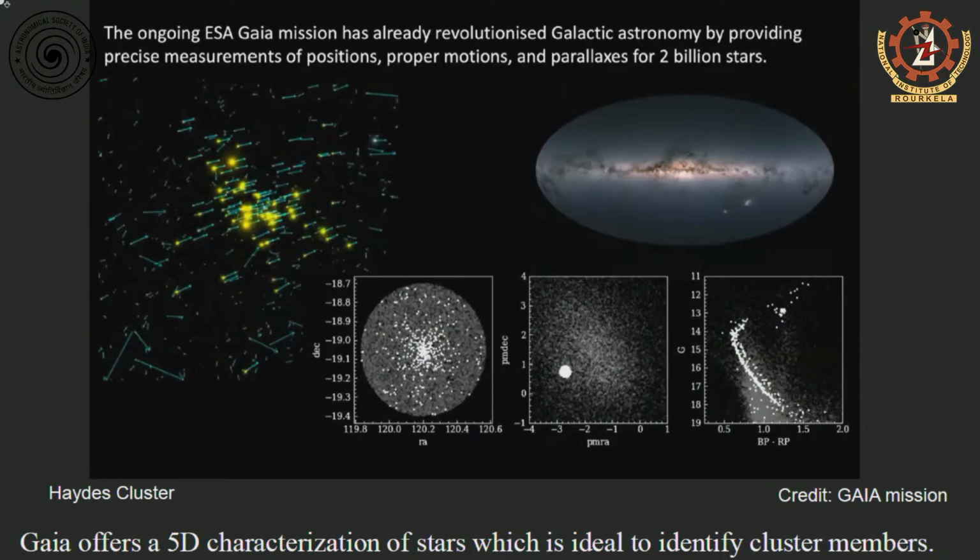So Gaia offers this 5D characterization of stars, which is ideal to identify cluster members. You don't need to observe clusters one by one, you just take the data. Now people have used machine learning to identify star clusters. So there are volumes of star clusters known. I mean, people are discovering star clusters in hundreds and thousands.